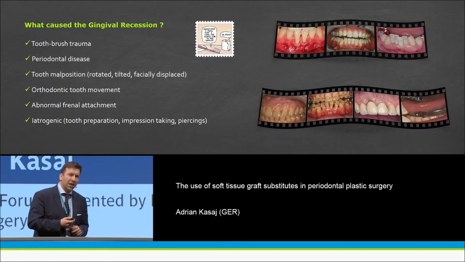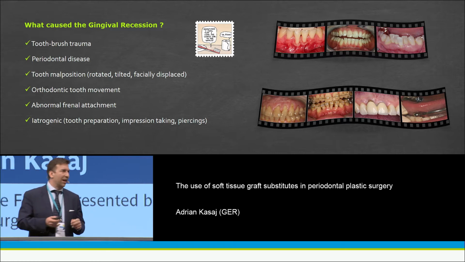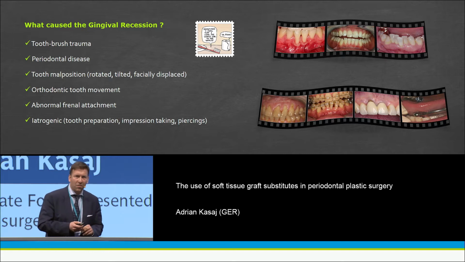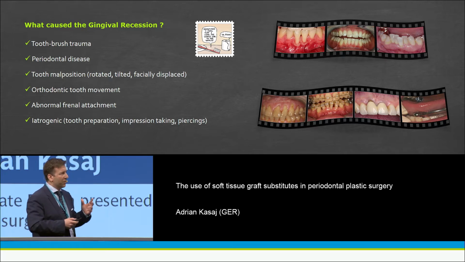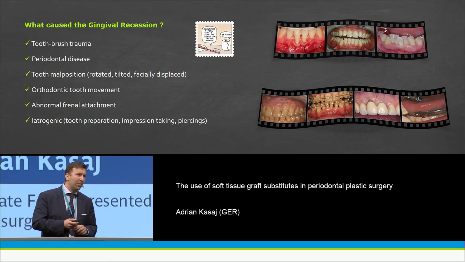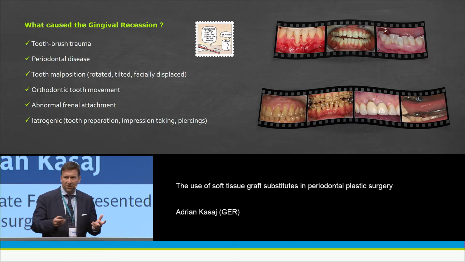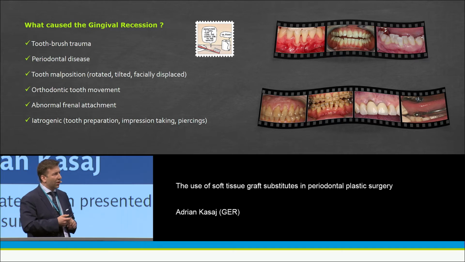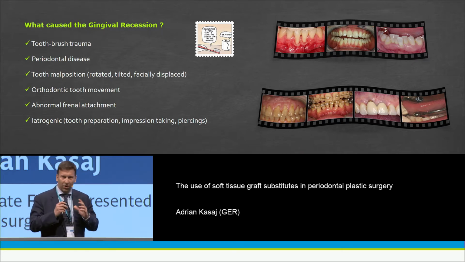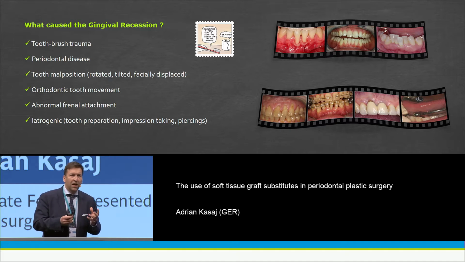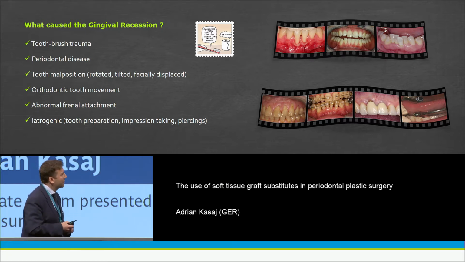The first step should always be to ask, okay, what actually caused this recession defect? In daily practice, most of the defects you will see will be associated with a traumatic toothbrushing technique and will be located at the buccal aspect of the teeth. But you will also see recession defects as a consequence of inflammatory periodontal disease, which are going to be more circular.